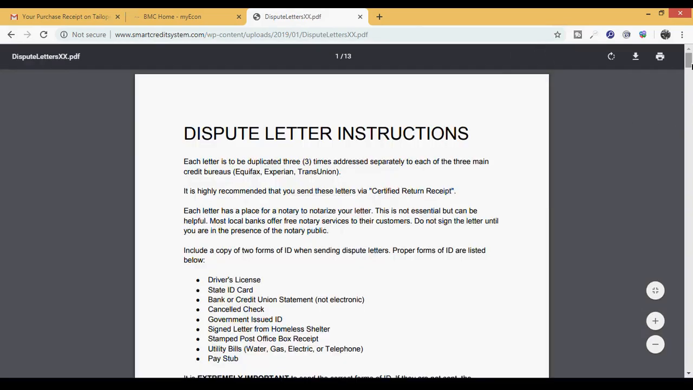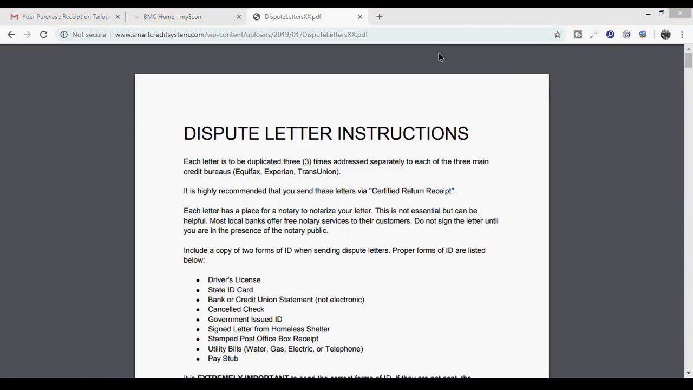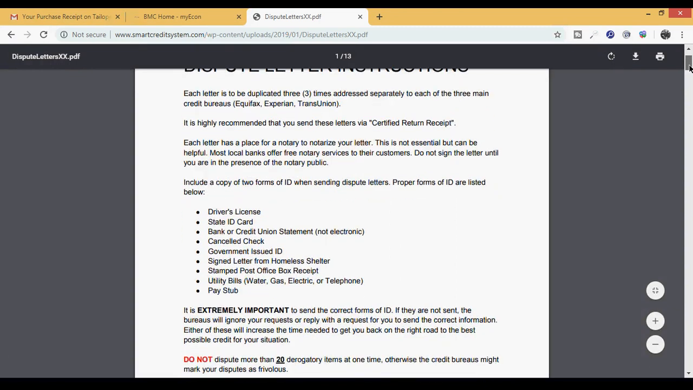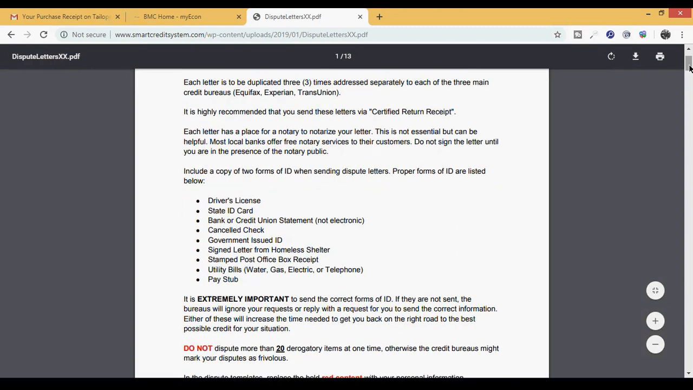First, you gotta understand these instructions. We have instructions on how these letters work. We highly recommend, as we stated before, that you send your letters certified mail. We also highly recommend that you use a notary public, and we're going to get into that. You should also see here in the letters that 2 forms of ID should be included when you are sending off these letters. So just look at what it says.